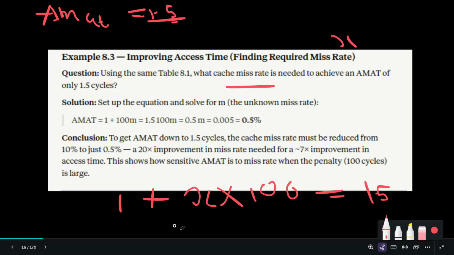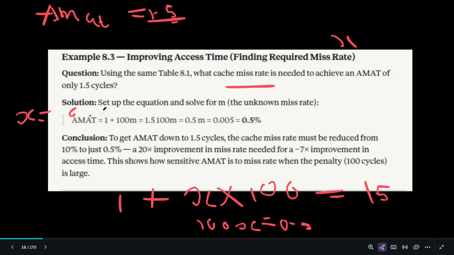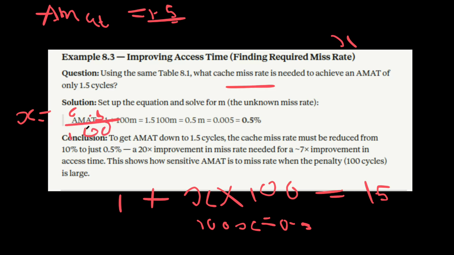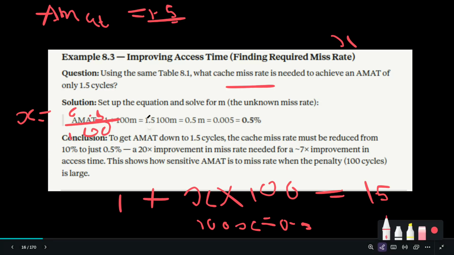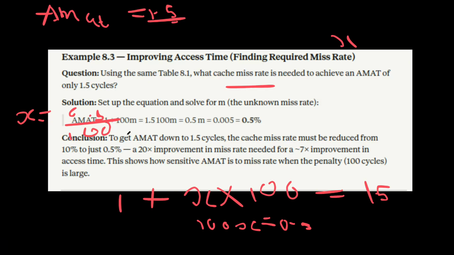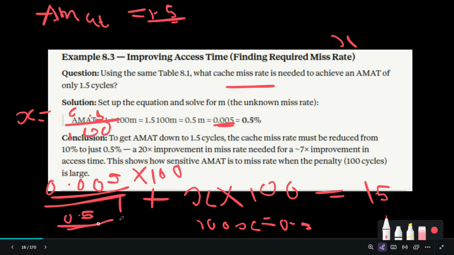So how can I get that? It means 100x is equal to 0.5 now. So x becomes 0.5 divided by 100, that is 0.005. That would be my x value. In percentage, if you multiply it with 100, it is 0.5 percent. That is what it means.